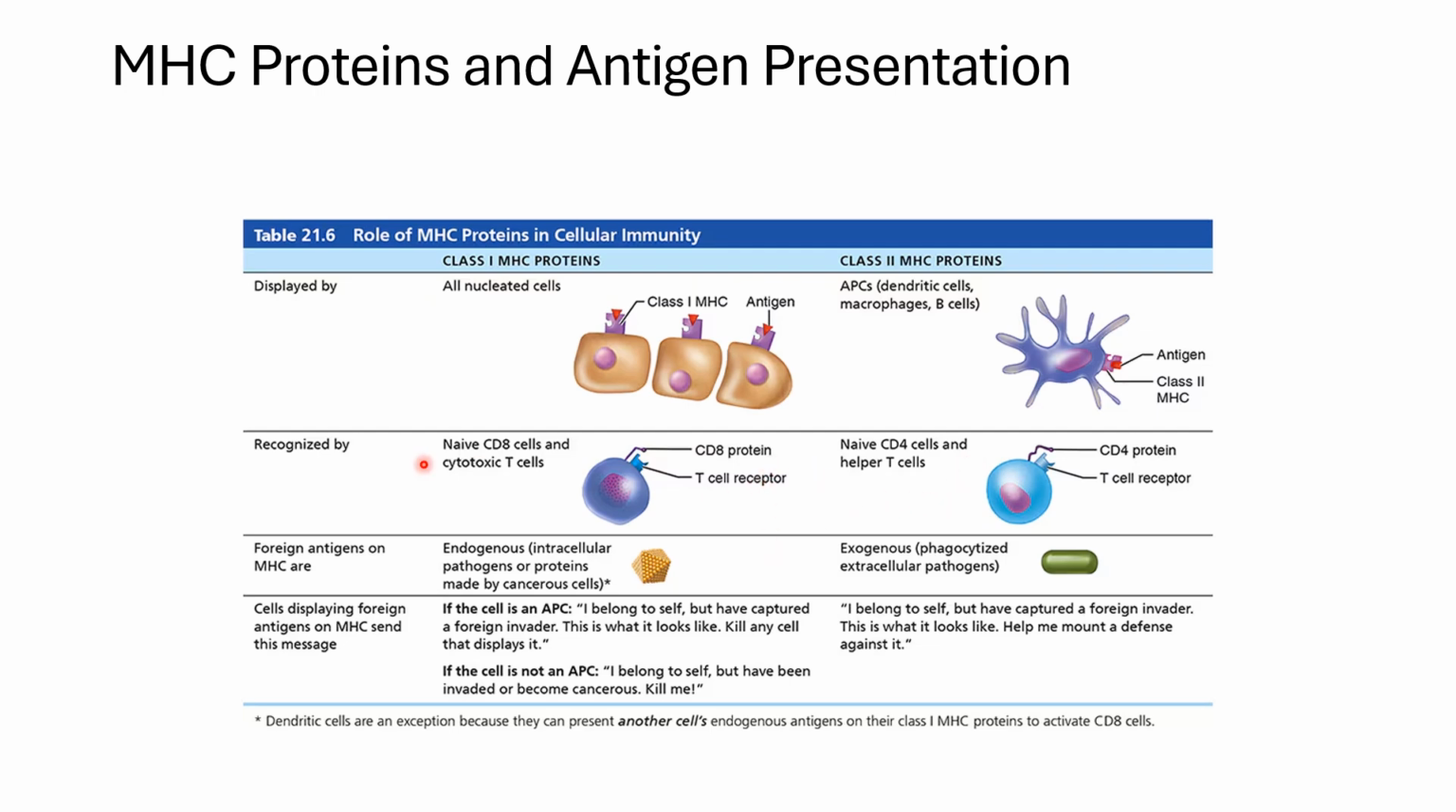Remember the number 8. 1 into 8 is equal to 8. 2 into 4 is equal to 8. And then class 1 antigens are the endogenous proteins, so there can be intracellular pathogens or proteins made by the cancerous cells. Whereas class 2 present exogenous proteins, like phagocytized extracellular pathogens. When some pathogen is engulfed, its protein is expressed on class 2.